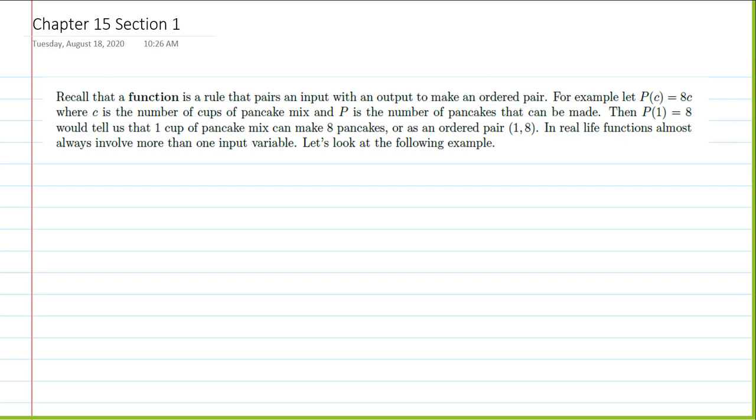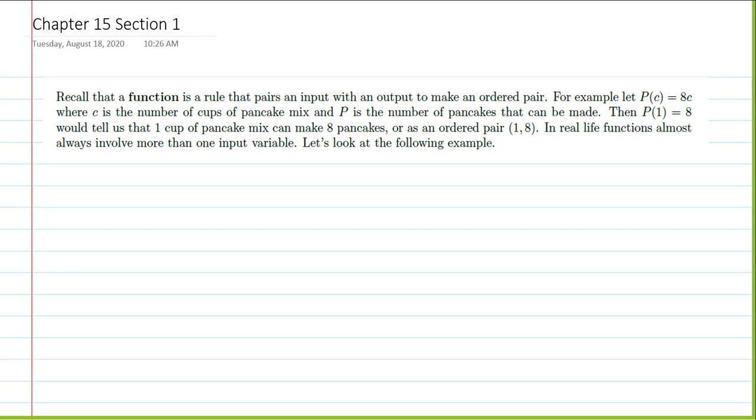So recall, a function is a rule that pairs an input with an output to make an ordered pair. So, for example, let P of C be 8 times C, where C is the number of cups of pancake mix and P is the number of pancakes that can be made. Then the function value, P of 1 equals 8, would tell us that 1 cup of pancake mix can make 8 pancakes, or as an ordered pair, we would have (1, 8).